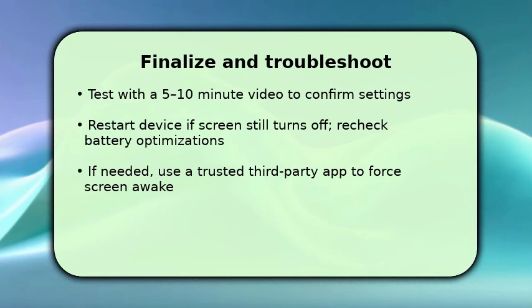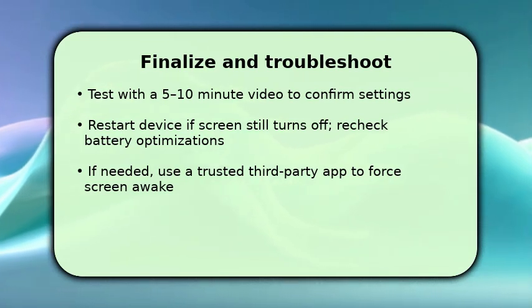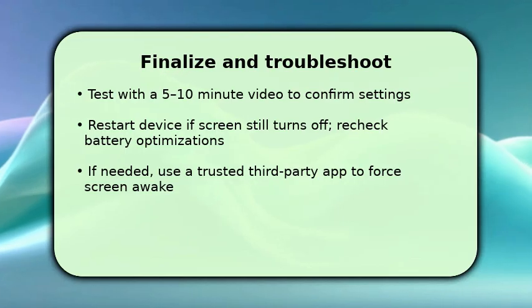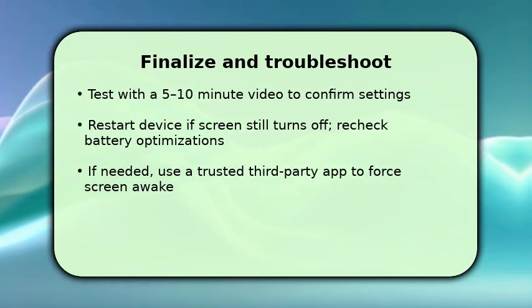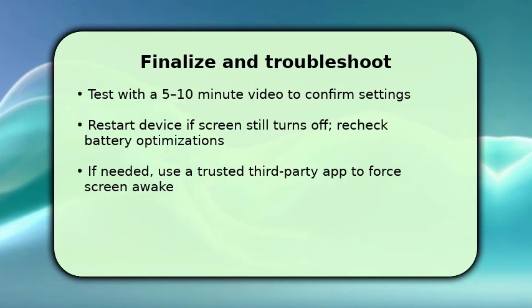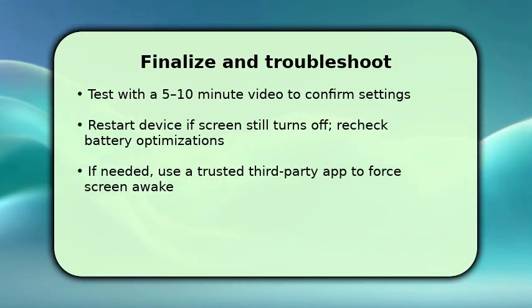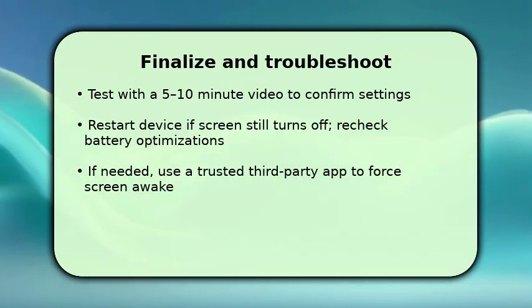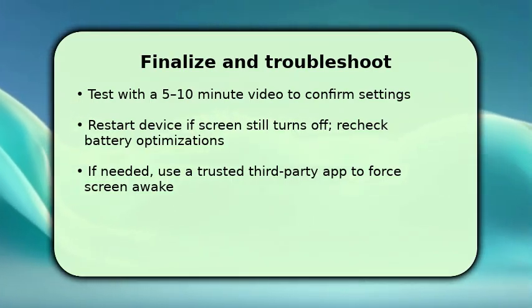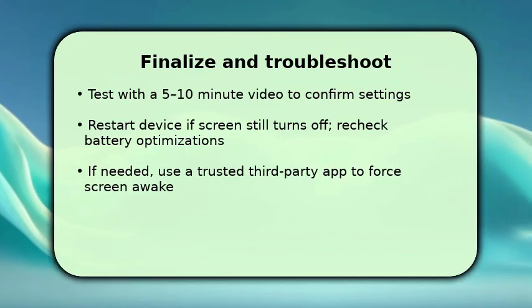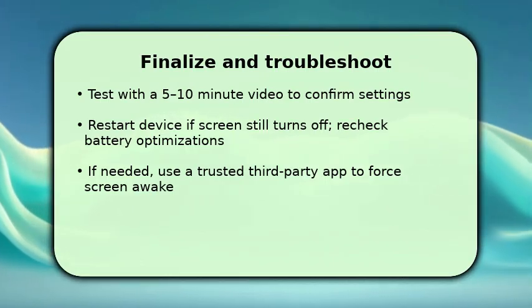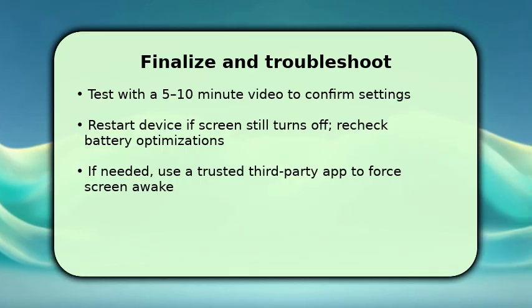Finish by testing a short video for 5 to 10 minutes to confirm the display stays active. If the screen still turns off, restart the device and revisit battery optimization. Exclude the player and related services. Make sure OS updates aren't reverting settings. As a last resort, install a reputable Keep Awake utility and grant it the necessary permissions. It forces the display to remain on. If things go wrong, recheck permissions and power-saving toggles, because those are the usual culprits.